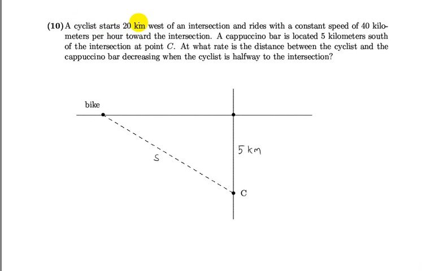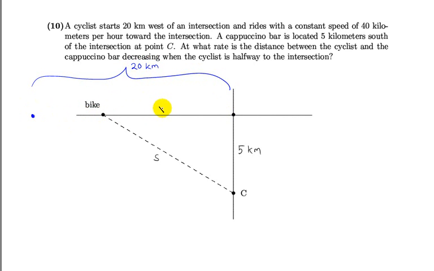A cyclist starts 20 km west of an intersection. So let's say that the cyclist starts from here, which is 20 kilometers of an intersection. So that will be 20 kilometers. And then as the time passes, the bike is getting closer and closer to the intersection.